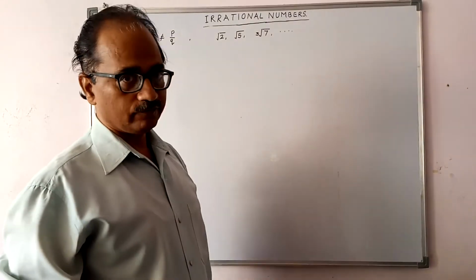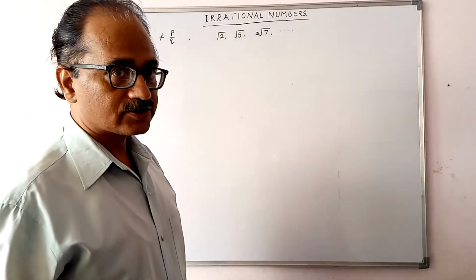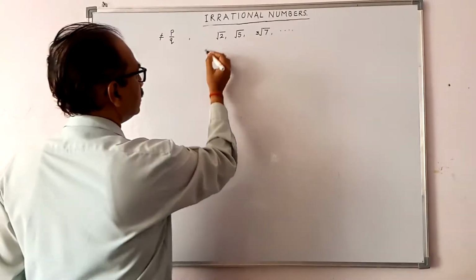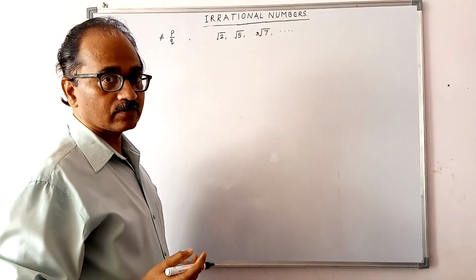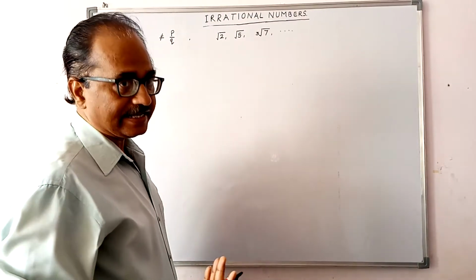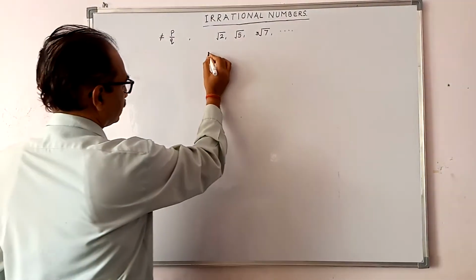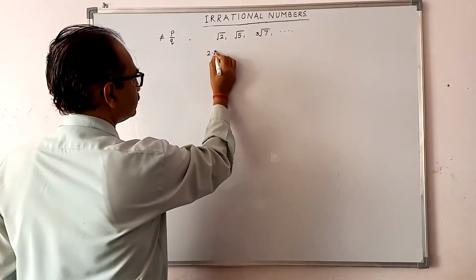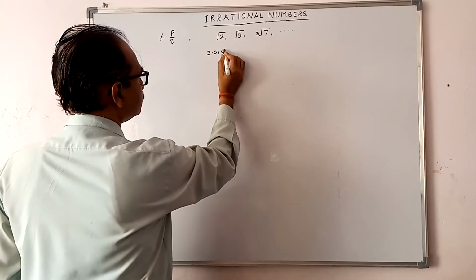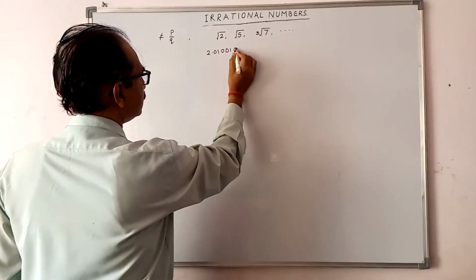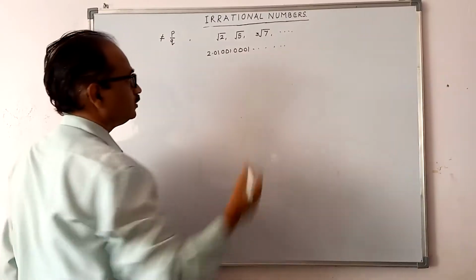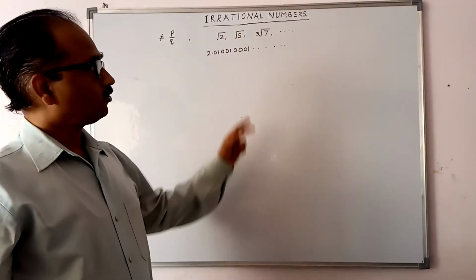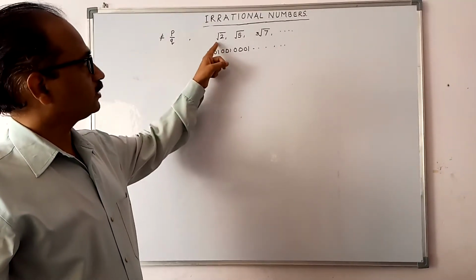There shall be roots. Another type of irrational numbers are those which are non-terminating and non-repeating. For example, 2.01001 0001, and so on. These numbers are called irrational numbers. These are also irrational numbers.